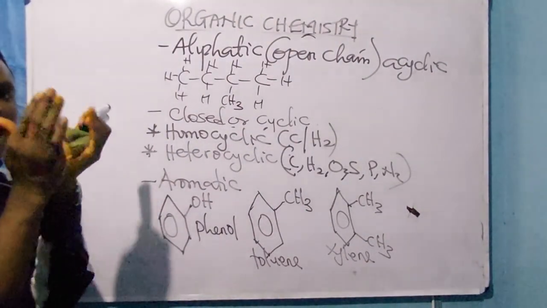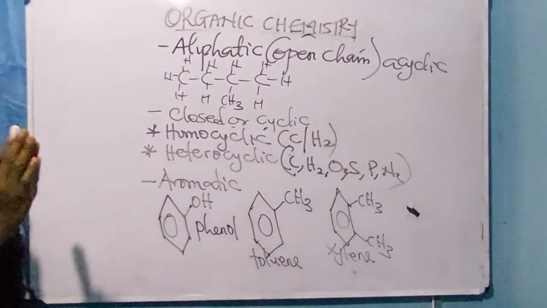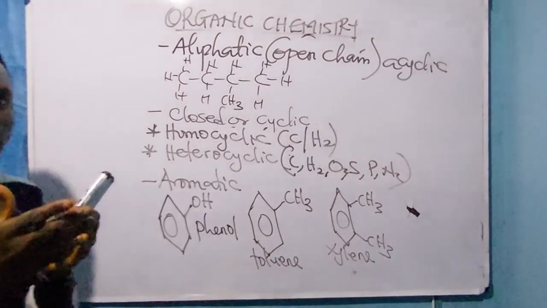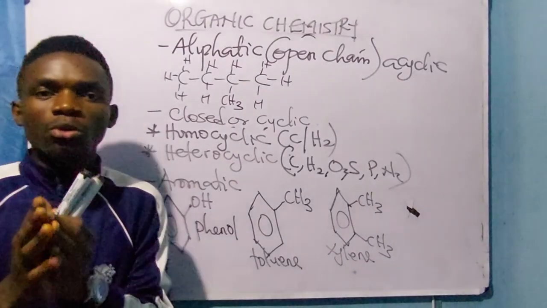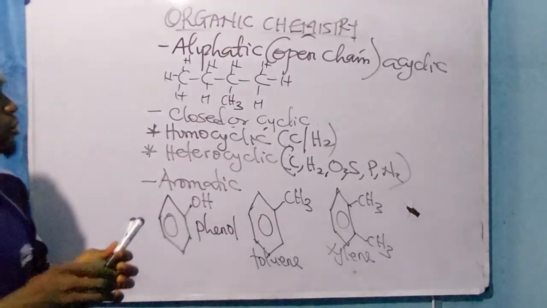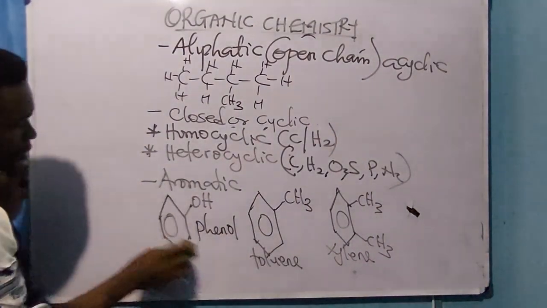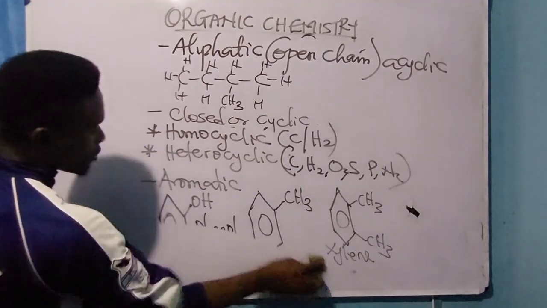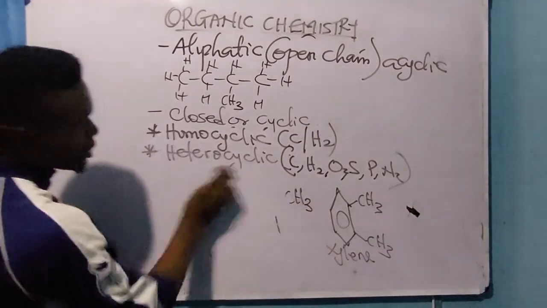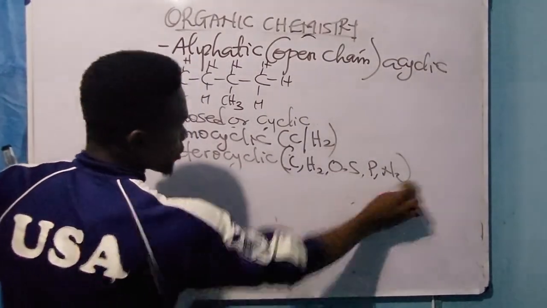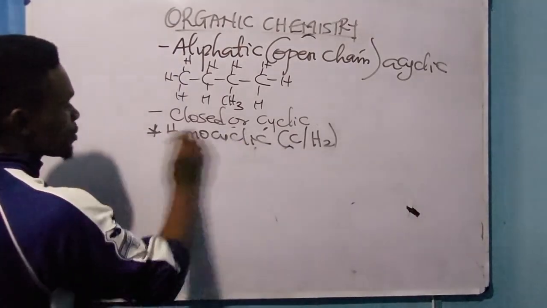When two benzene rings are attached together, they are called what? Naphthalene. When three benzene rings are attached together, they are called what? Anthracene. Please take note of that. Now let us discuss homologous series. I believe what I've said so far is quite understood.